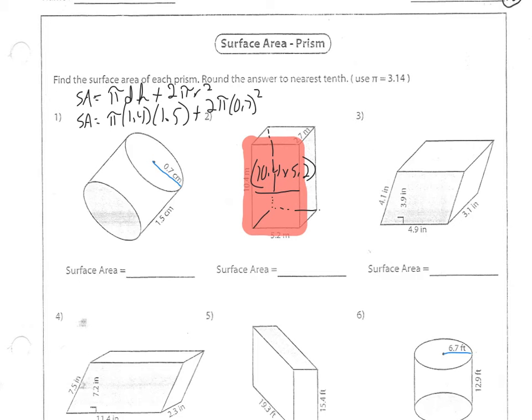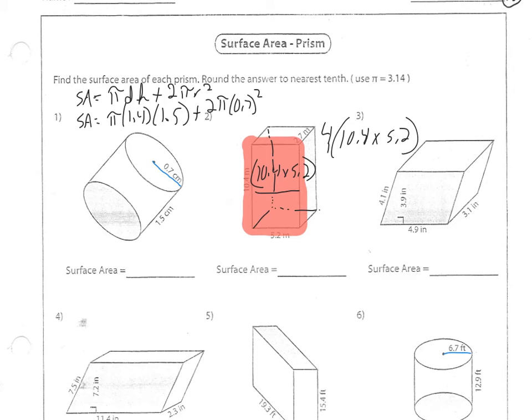So what I'm going to do is once I find that answer, so 10.4 times 5.2, I'm actually going to multiply that whole thing by 4. Or add that answer 4 times. That's the same thing to get that side.